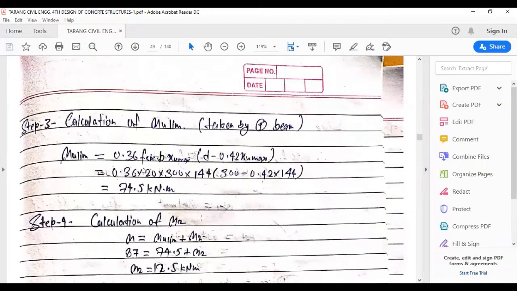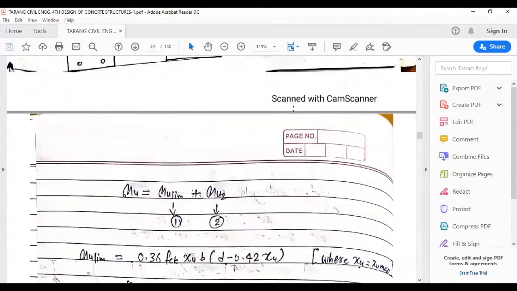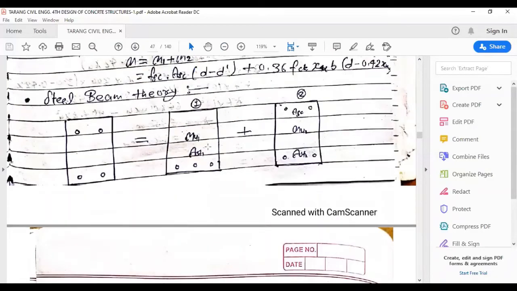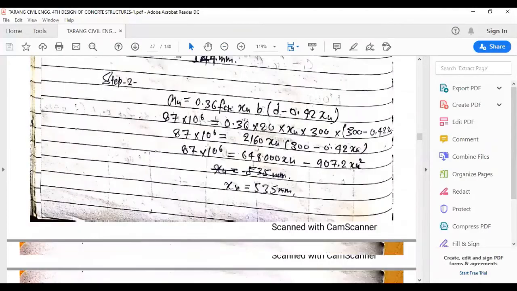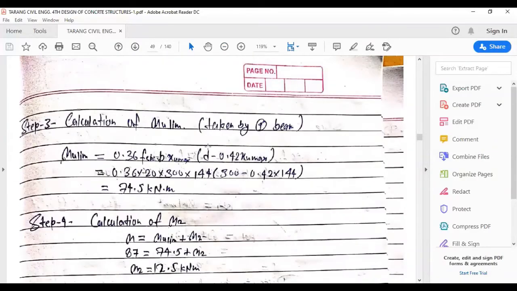Step third, calculation of MU limiting, which is taken by the first beam as we did in the steel beam theory. So MU limiting, as we discussed previously, is given by the formula 0.36 FCK XU max multiplied by B, and this whole is multiplied by D minus 0.42 XU max.